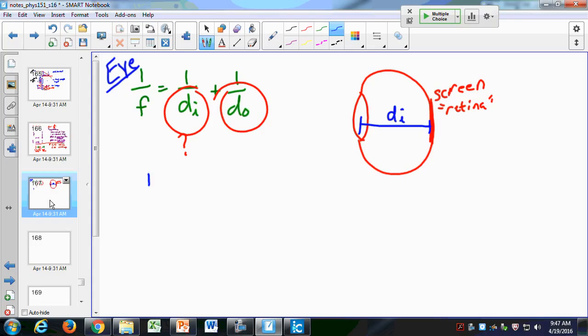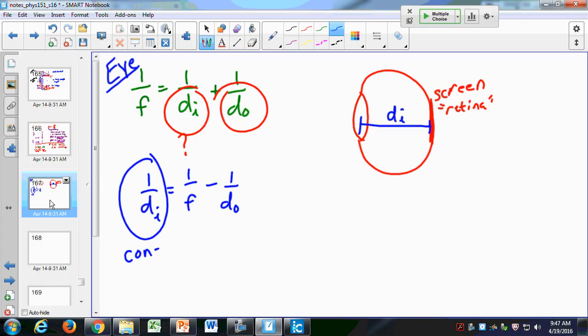So I can rewrite this equation. I can say 1 over di equals 1 over f minus 1 over do. This over here is constant. This will always remain the same. And then if I change one of these other variables, say if I change the object distance, I make it go from far away up to near to my eye, then f will have to change in order to compensate for those different object distances. So here, do, the object distance, will change because you want to look at things that are near and far. And then f, the focal length, will adjust.